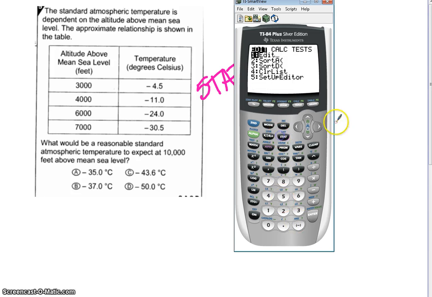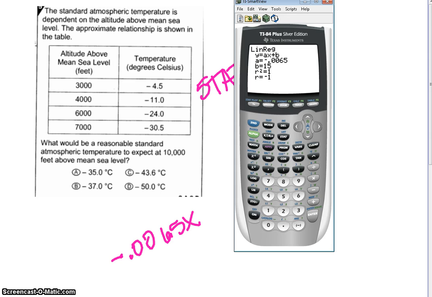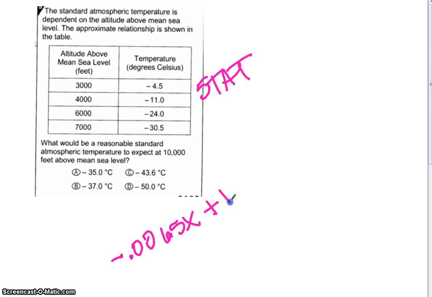Then you're going to go stat, calc, 4 for linear regression. And you've got y is equal to negative 0.065x plus 15. You're using these numbers right here. Negative 0.0065x. That should be a negative. Plus 15 because that was a positive. Okay, that's what your equation is.